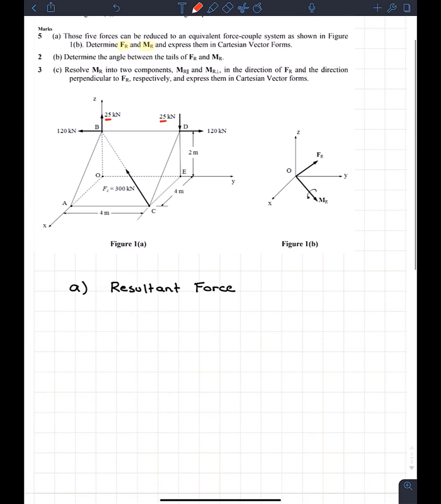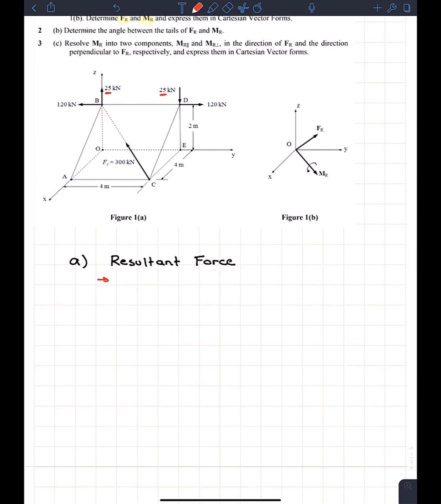So real quick, we can make a note. The 25 kilonewton forces cancel out. If we're looking at the resultant force, we don't have to worry about those 25 kilonewton forces. They cancel each other out. The resultant for them together is 0, so they don't even contribute. When we're looking at resultant force, we can almost cross them off. They'll have no effect on the resultant force.